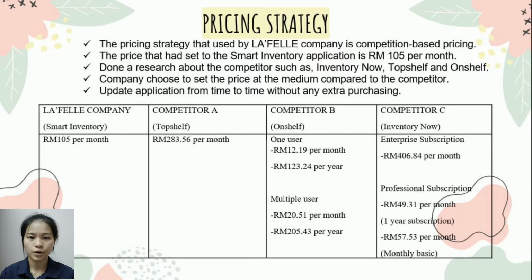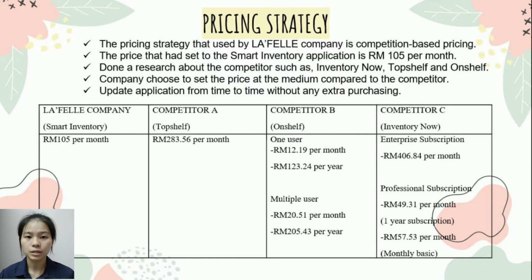The second is pricing strategy. The pricing strategy used by Lafayette Company is competitor-based pricing. The price set for the smart inventory application is 105 ringgit per month. This is because Lafayette Company did a survey. The survey shows most small business operators don't want to pay too much money for an inventory application.